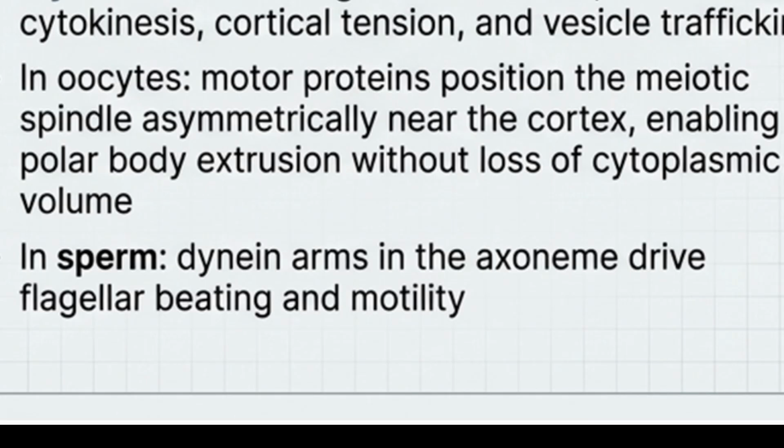If motor protein function is disrupted by temperature stress or by chemical exposure, the spindle migrates centrally, and polar body extrusion becomes impossible or produces an abnormally sized polar body.